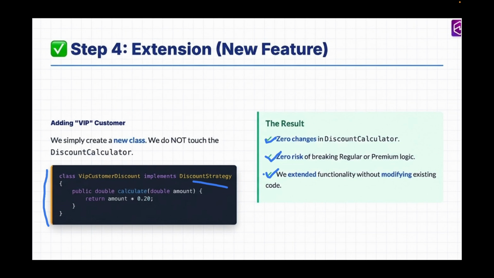So to summarize, the open-closed principle helps us design systems that are safe, flexible, and easy to extend. A class should be open for extension and closed for modification. And this is typically achieved using abstraction, interfaces, inheritance, and polymorphism. And that's the open-closed principle.